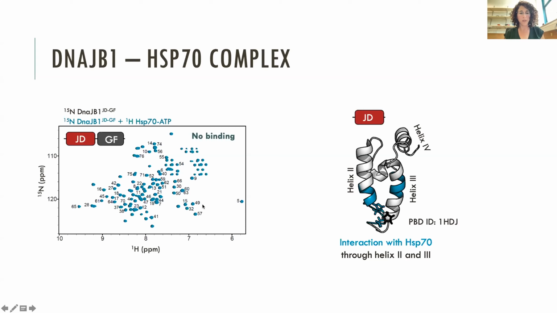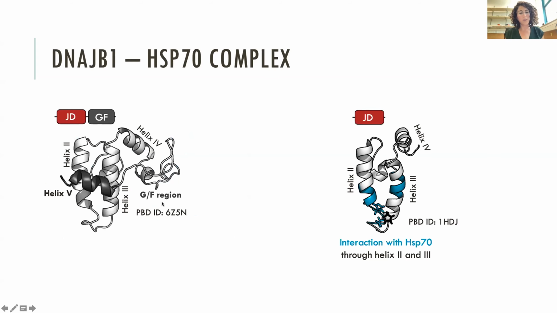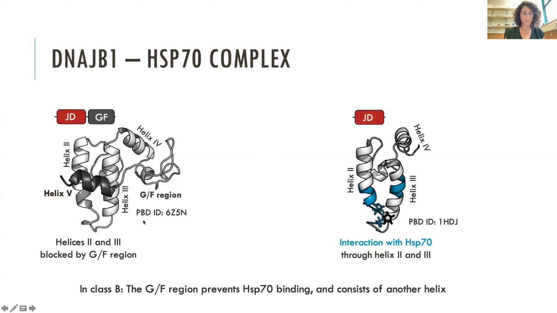And this is the point to mention my friend and my colleague, Meital, who did all the structural analysis in this project. Together with assignments and RDCs, and PREs, and Talos, we were able to analyze the structure, to solve the structure of this extended region. And we saw that the GF linker isn't just a disordered linker, but actually it contains a fifth helix, which docks onto helix 2 and 3, preventing binding to HSP70. And this exists only in class B and not in class A.